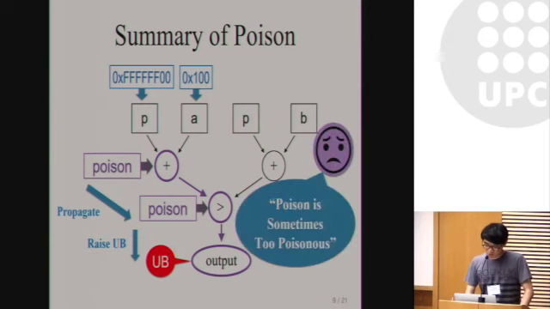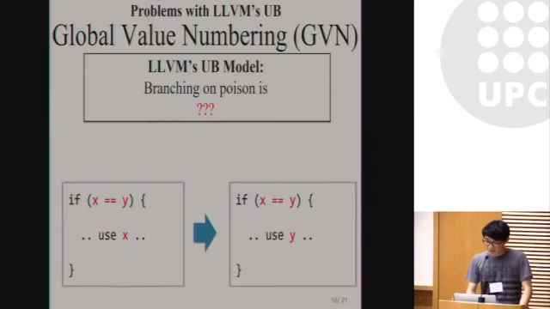Since the semantics of poison is fixed for each operation, when poison is too strong, there is no way for a compiler to weaken it. This can be problematic for certain optimizations. To illustrate this problem, let me give you a concrete example. This example will show you that fixing the semantics of branching on poison is problematic. Let's look at the following optimization called global value numbering, simply GVN.